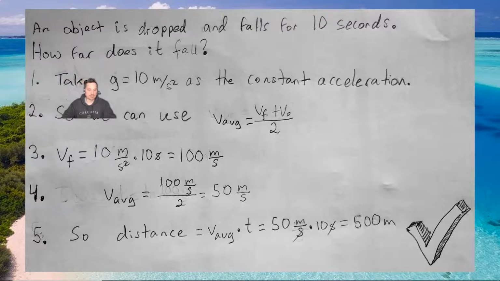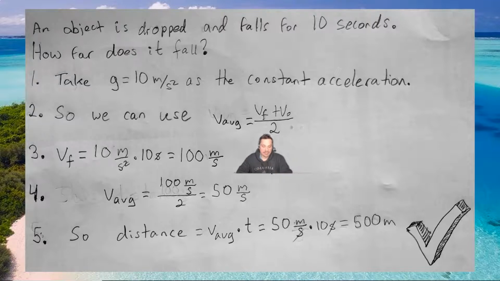First of all, when you drop an object, you can take the acceleration due to gravity to be about 10 meters per second squared, or 10 meters per second for each second, if you like. We'll take that as the constant acceleration. Because we have a constant acceleration, we can use the equation that says the average velocity is equal to the final velocity plus the initial, divided by 2. This is all true because we are taking the constant acceleration concept into consideration here.